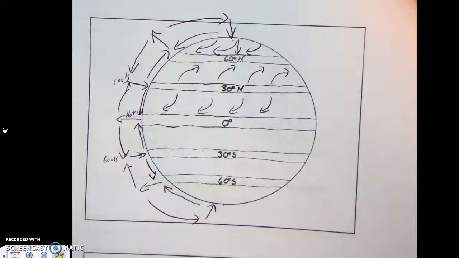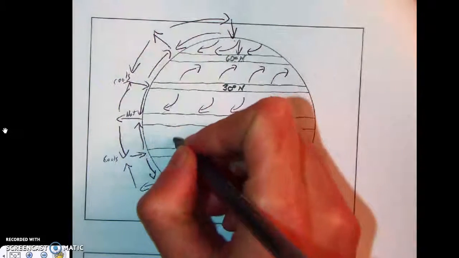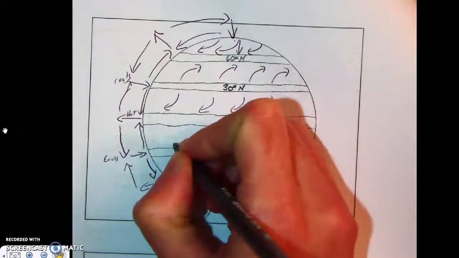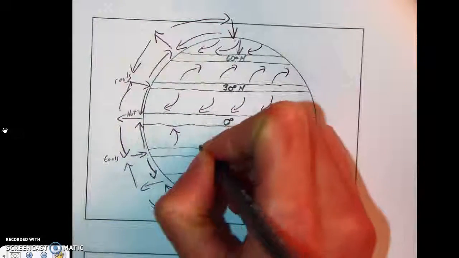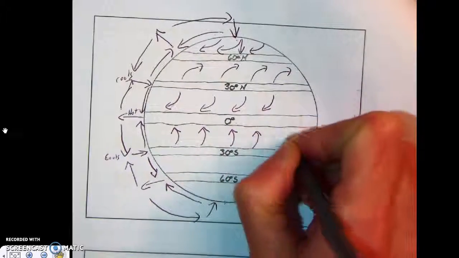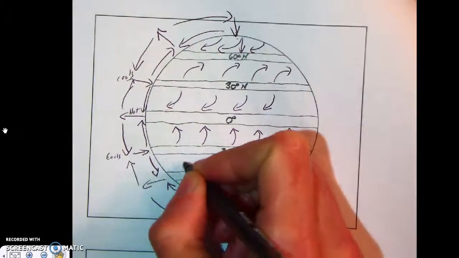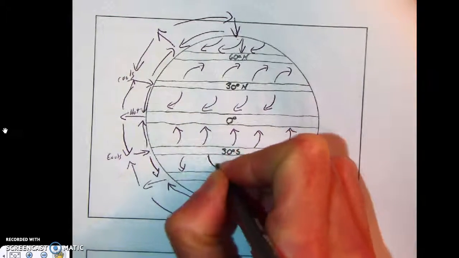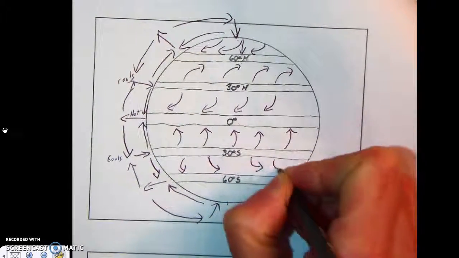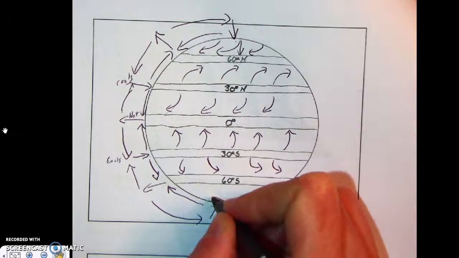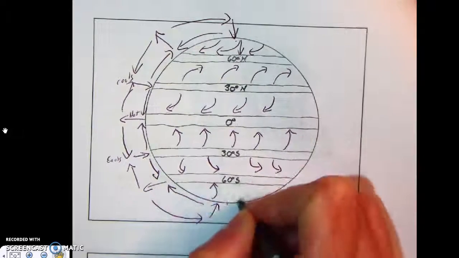In the southern hemisphere, now we have wind being deflected to the left. So my wind in this case is going from 30 to 0, and it's going to get deflected to the left, and we're going to have something kind of like this happen. And then the opposite down here in 30 to 60. And then our high would be something like that.